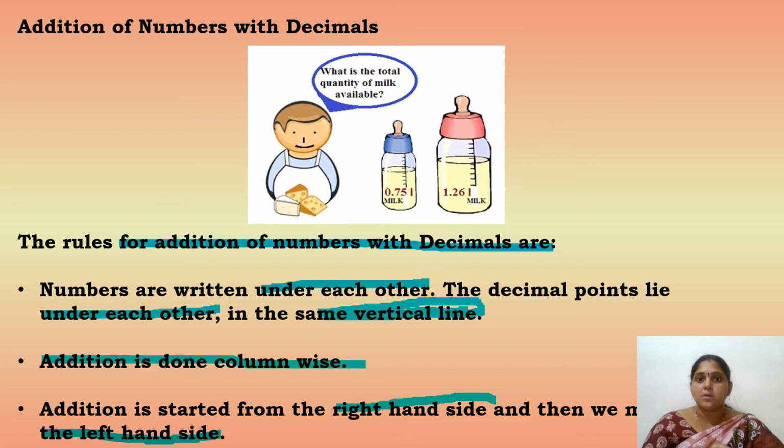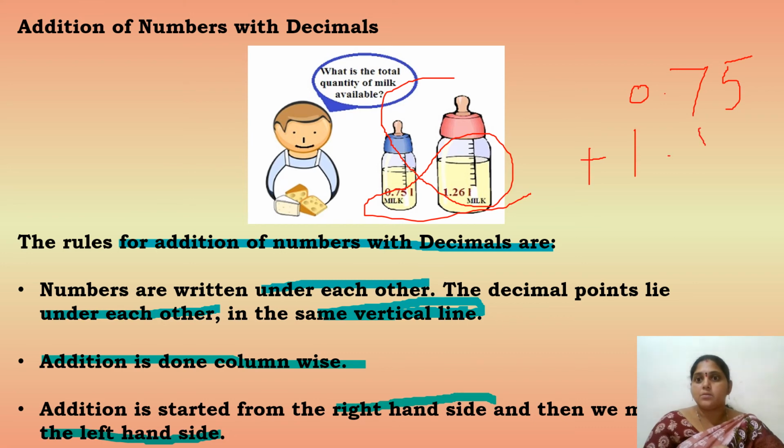Here, what is the total quantity of milk available in both the bottles? First write 0.75 plus 1.26. Both are in liters only, so we can directly add. Start from the right. 5 plus 6, 11. 7 plus 2, 9. 9 plus 1, 10, 0, and 1 on the top. 1 plus 1, it is 2.